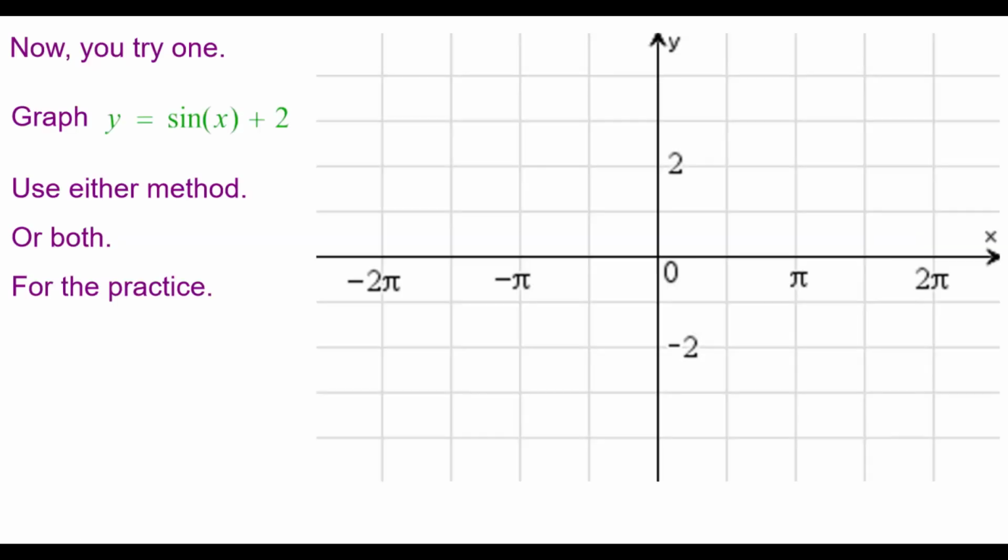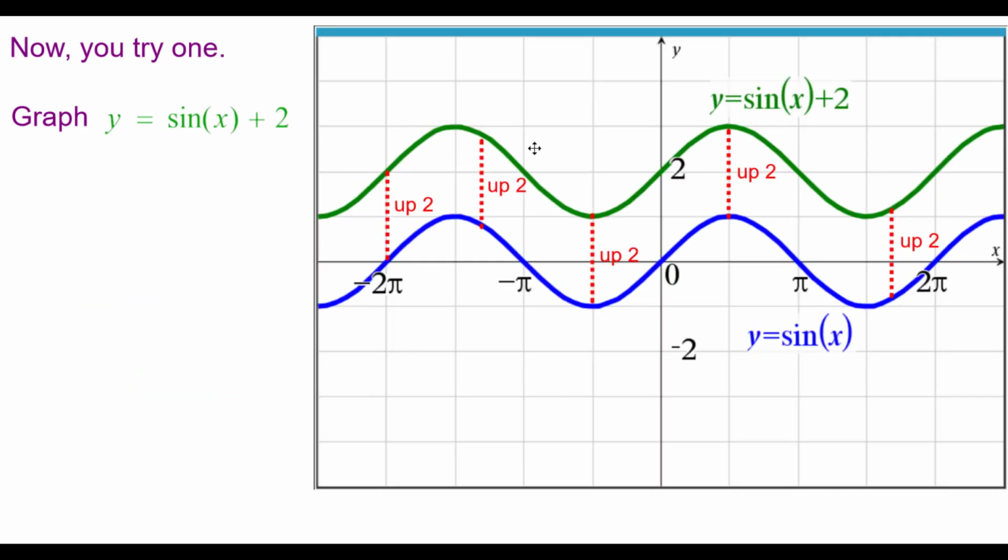Now you try one. Graph y equals the sine of x plus 2. Use either method or both for the practice. Pause if needed. Resume when you're ready to see the answer. And so here's our answer in green here. We compared it to the blue parent function, and every single point is shifted up 2 units from blue to green.